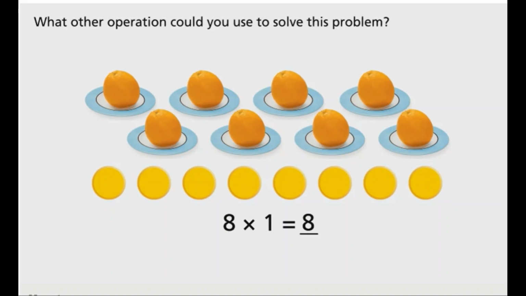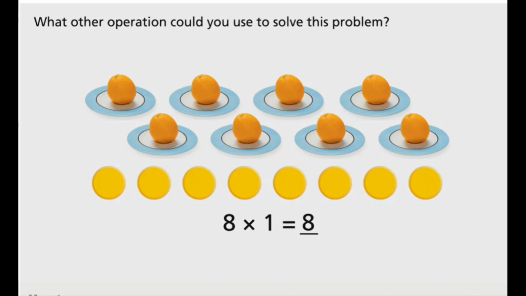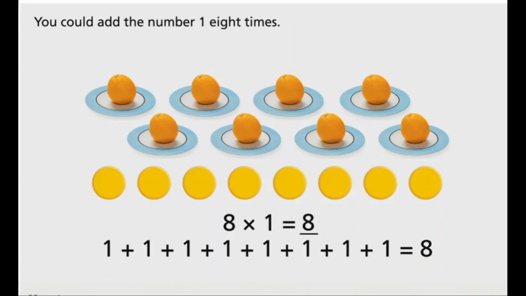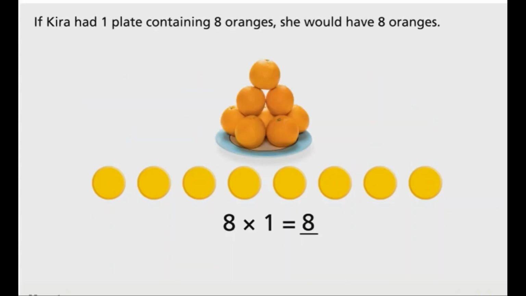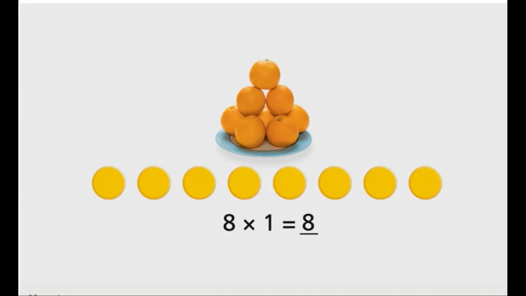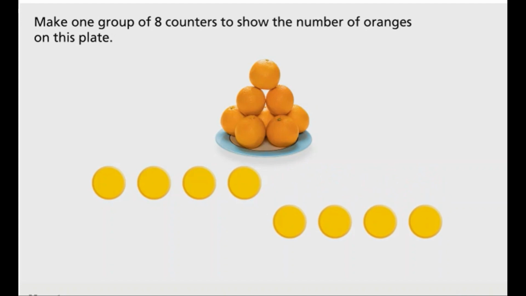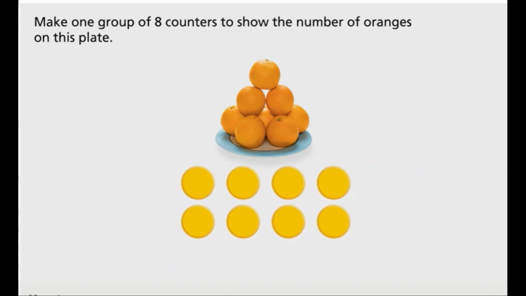What other operation could you use to solve this problem? You could add the number 1 8 times. If Kira had one plate containing 8 oranges, she would have 8 oranges. How can you use counters to show the number of oranges on this plate? Make one group of 8 counters to show the number of oranges on this plate.